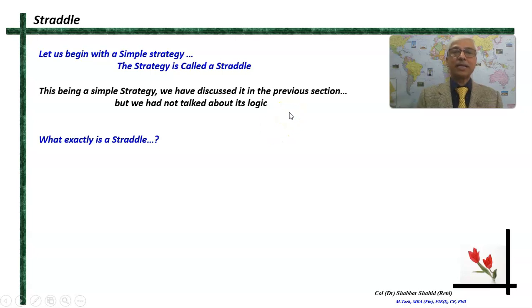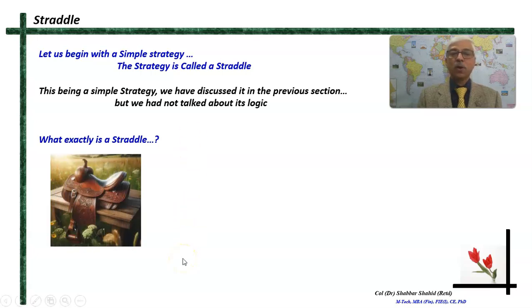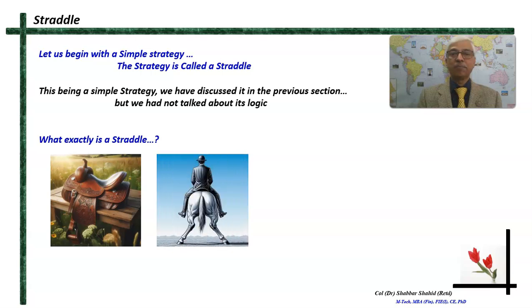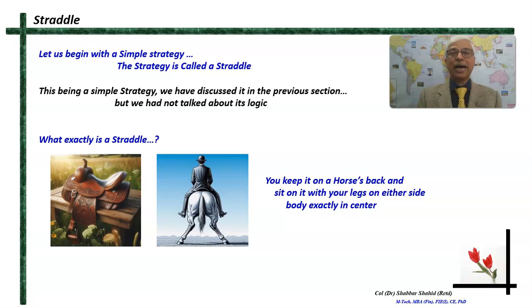We have discussed this straddle earlier in the previous section, but we had not discussed the logic of the straddle. Here I will try to explain the logic. So what exactly is a straddle? Look at this picture. This is a straddle. It is put on a horse's back and then you sit on it with your legs on either side. You don't put both your legs on one side, you put your legs on either side. Now it may appear very simple, but please listen to this lesson very patiently, very slowly. You may find it a little difficult to understand, but if your concepts are clear, it may not be very difficult.